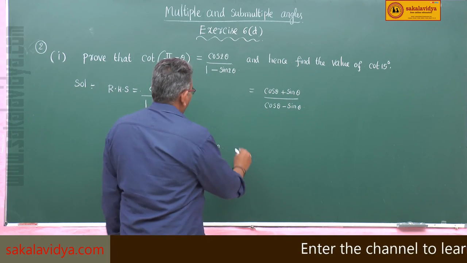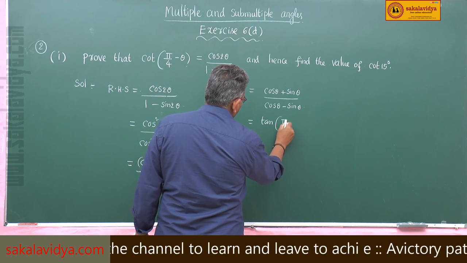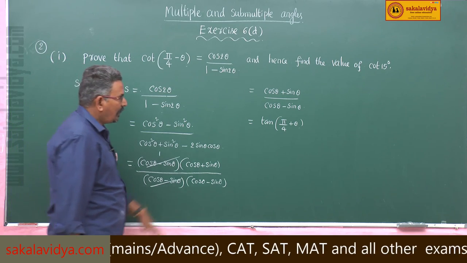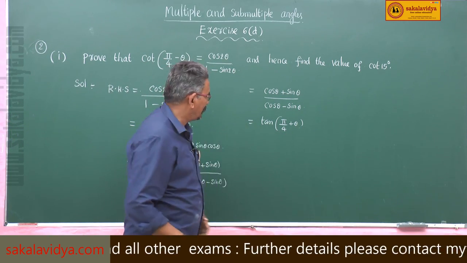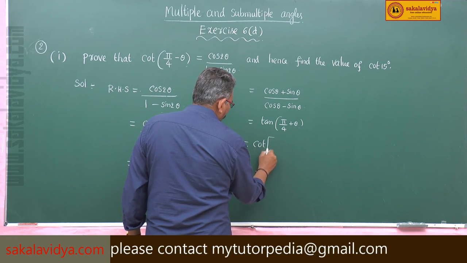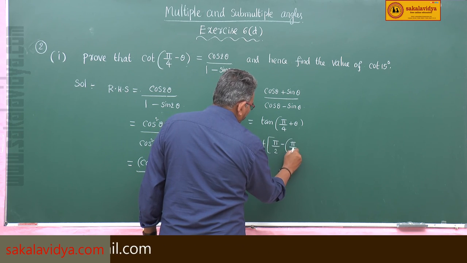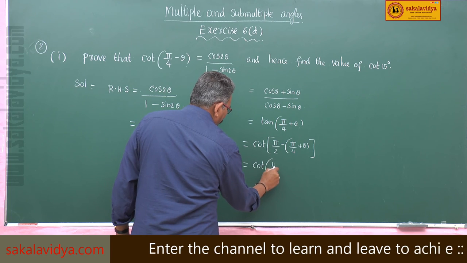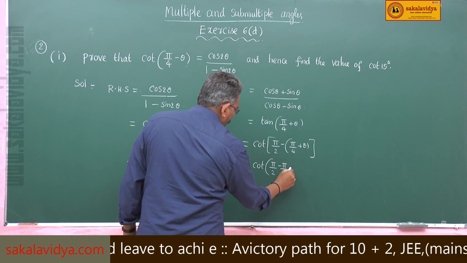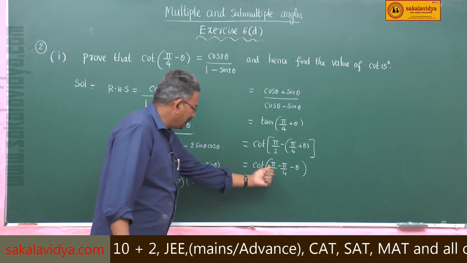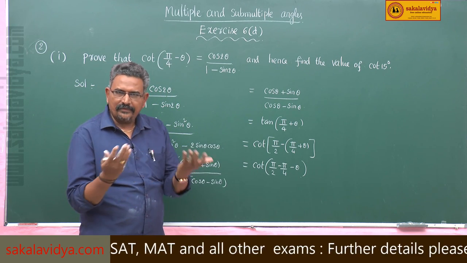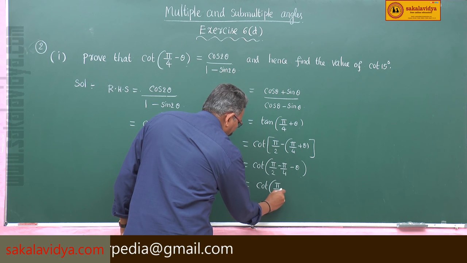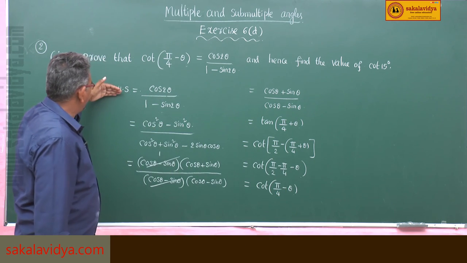This is nothing but tan of 45 degrees plus theta, but what is to be shown is in terms of cot. So, how to write it in terms of cot using complementary angles? This can be rewritten as cot of pi by 2 minus (pi by 4 plus theta). Now, opening the brackets, this is cot of pi by 2 minus pi by 4 minus theta. Here 90 degrees minus 45 degrees, how much do you get? 45 is nothing but pi by 4. So, we have cot of 45 degrees minus theta. Now, RHS is equal to LHS.